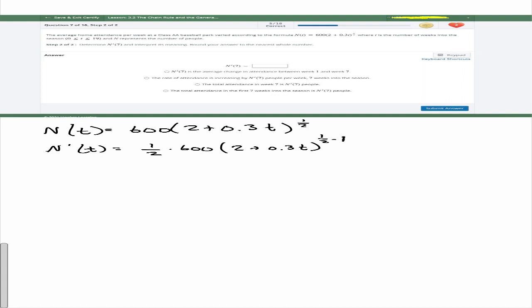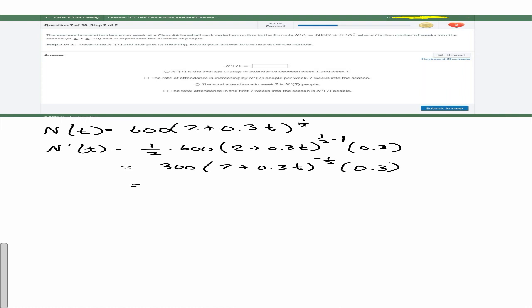And then the chain rule comes in. We take the derivative of the stuff that's on the inside. So the derivative of 2, well, 2 is a constant, so that derivative is going to go to 0. The derivative of 0.3t is just 0.3. Okay? So now we simplify this. 1/2 times 600 is 300 times (2 plus 0.3t) raised to the 1/2 minus 1, which is negative 1/2, times 0.3.